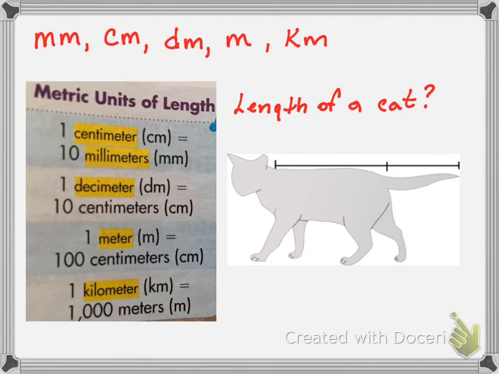What about the length of a cat? Millimeters, centimeters, decimeters, meters, or kilometers? Now let's review again. Millimeters is very tiny. So the length of a cat, not a kitten, the length of a cat, we would not measure in millimeters. We would measure this in centimeters. That would be an appropriate measurement for the length of a cat.